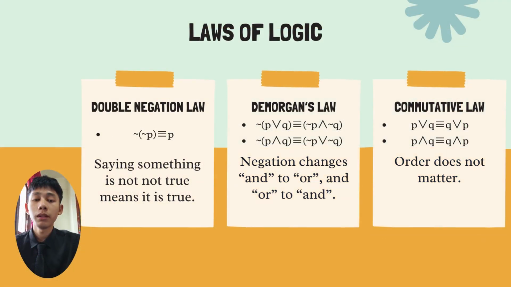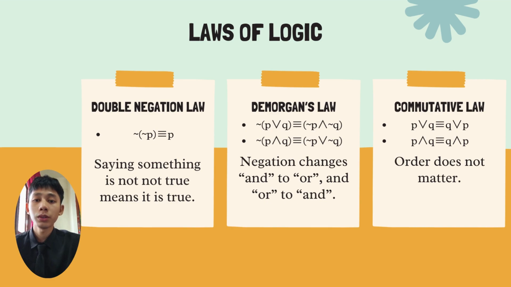The double negation law states that negating a statement twice brings it back to its original meaning. In other words, ¬(¬P) is the same as P, so the statement is true again. De Morgan's law explains how negation affects AND and OR. When a statement with OR is negated, it becomes AND with each part negated. And when a statement with AND is negated, it becomes OR with each part negated.